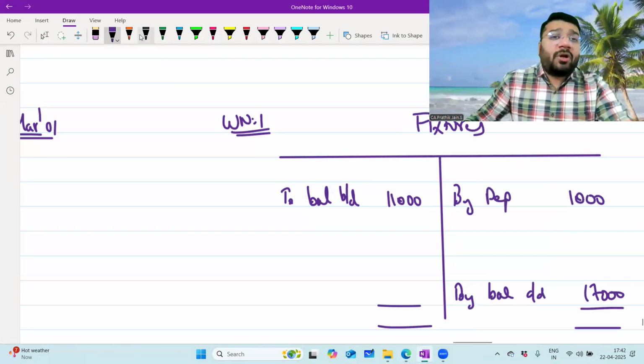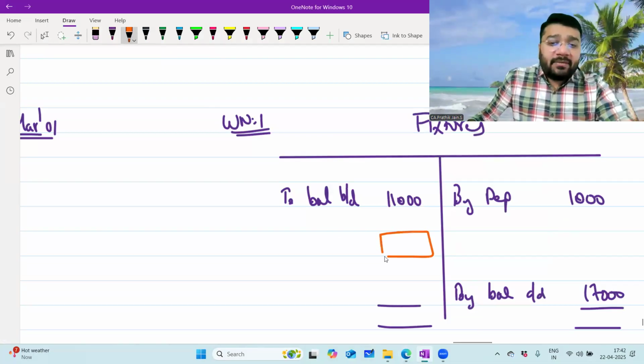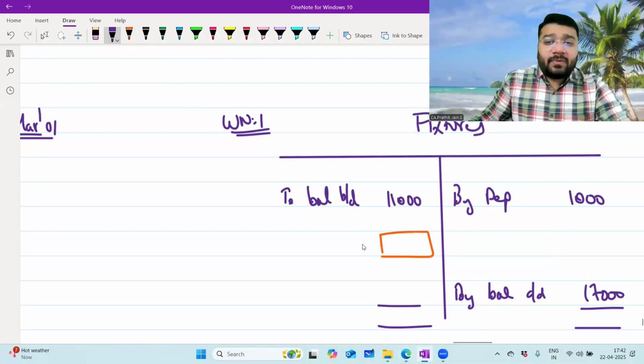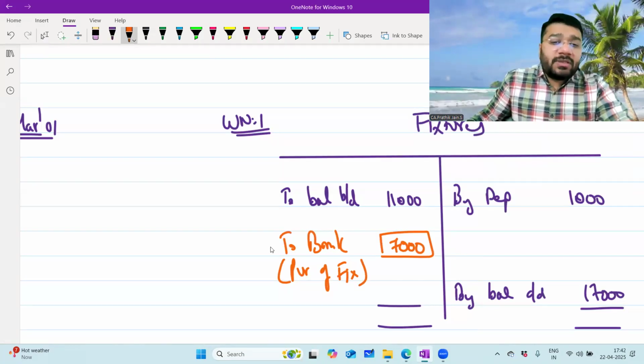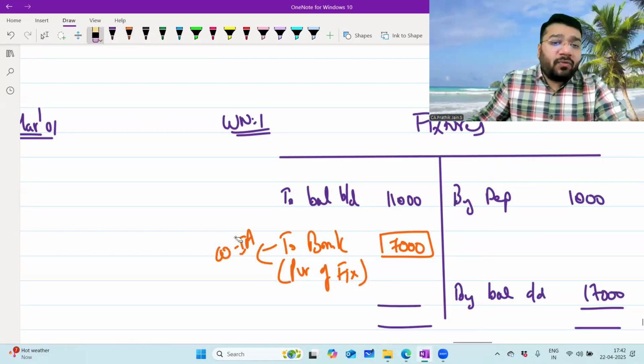No. Where is the shortfall? Debit side. How much is the shortfall? 7,000 is the shortfall. So what could that be? To bank. Nothing but purchase of fixtures. So this is nothing but cash outflow of the investing activity.